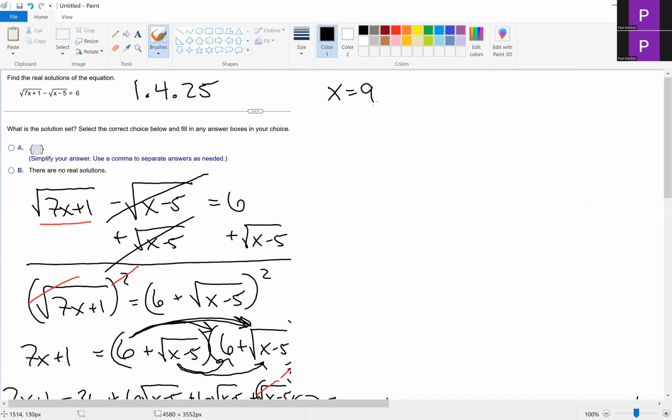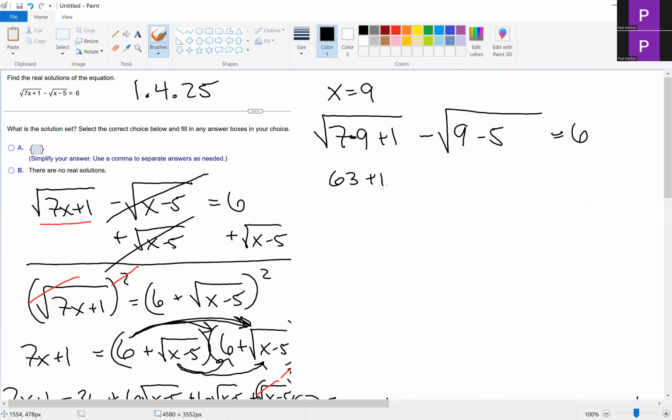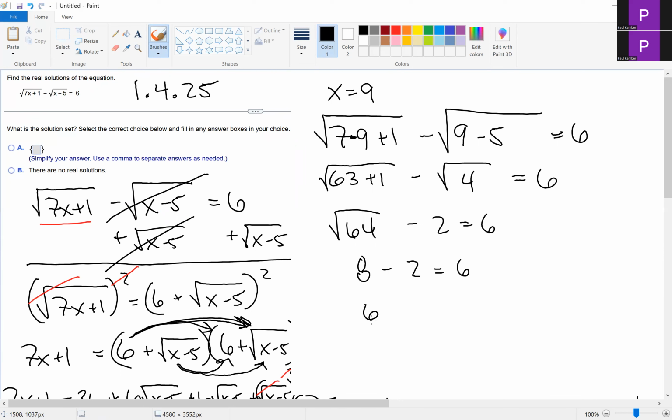If x is 9, we're going to get the square root of 7 times 9 plus 1, minus the square root of 9 minus 5, is that equal to 6? Well, 9 times 7 is 63. Is the square root of 63 plus 1 minus the square root of 4 equal to 6? Is the square root of 64 minus 2 equal to 6? Is 8 minus 2 equal to 6? Is 6 equal to 6? Yes, it is. 9 works great. 9 is a solution.